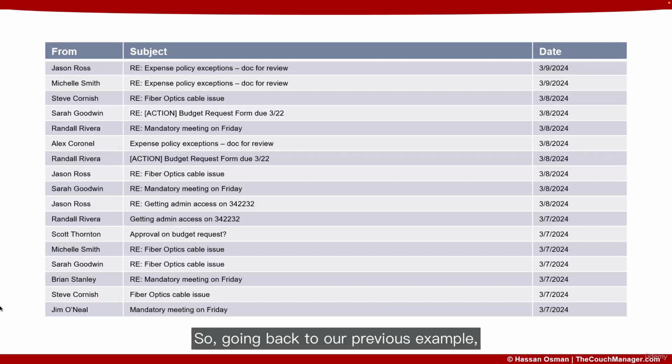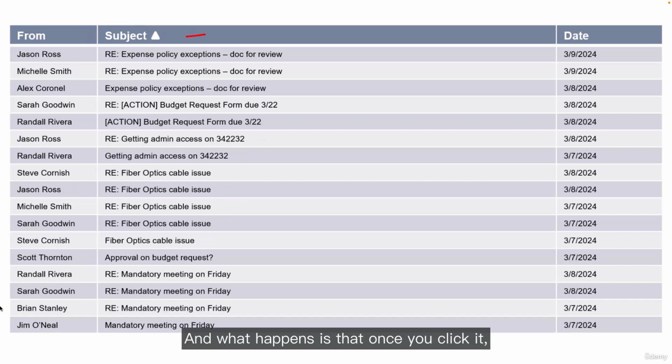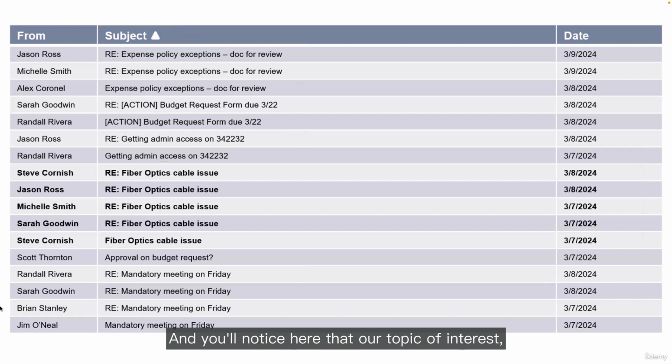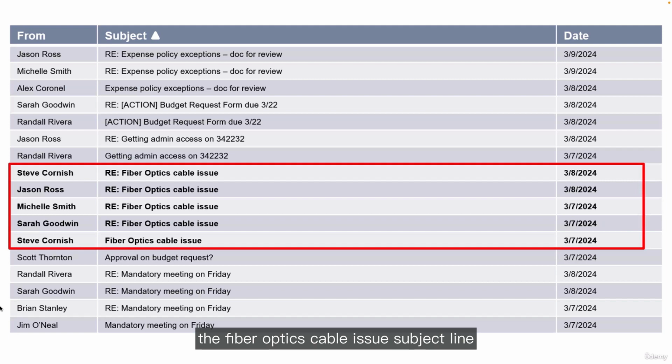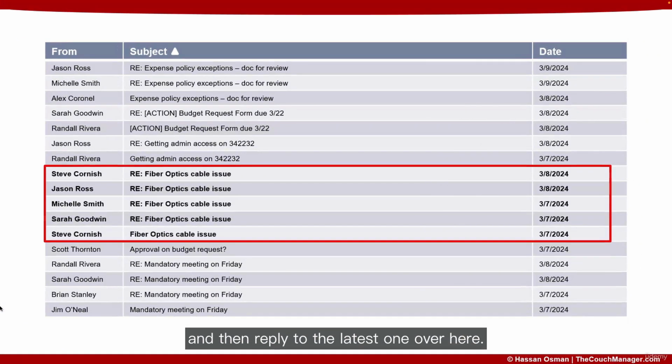So going back to our previous example, usually what you can do is that you click on this header over here by hitting the subject column. And what happens is that once you click it, you'll notice usually a small little triangle that indicates that you have sorted things by subject. And you'll see here that all these subject lines that are similar are stacked right on top of each other. And you'll notice here that our topic of interest, the fiber optics cable issue subject line, is all clumped together, and you can tell from the dates what came in when, and you can simply just read through every single message and then reply to the latest one over here. So that's one way of doing it.